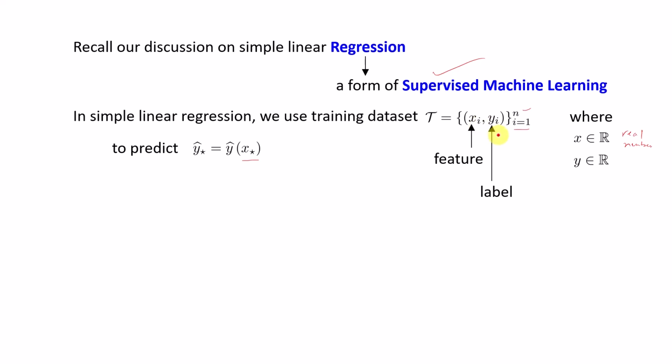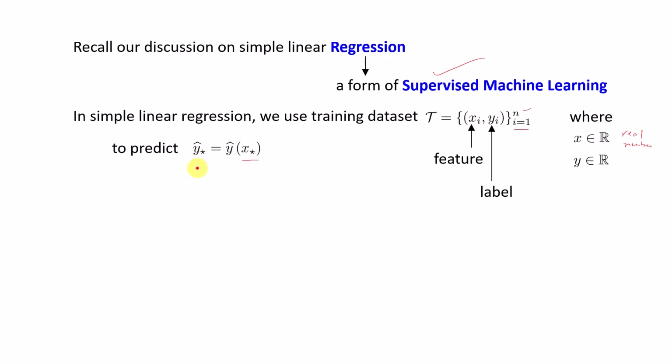Because the labels are known, this is known as supervised machine learning. The labels are, in a sense, supervising the learning of the computer program, which is the machine here.